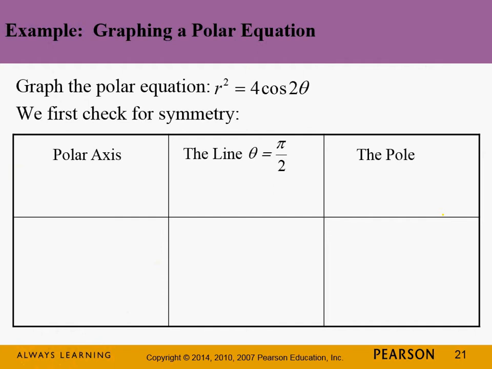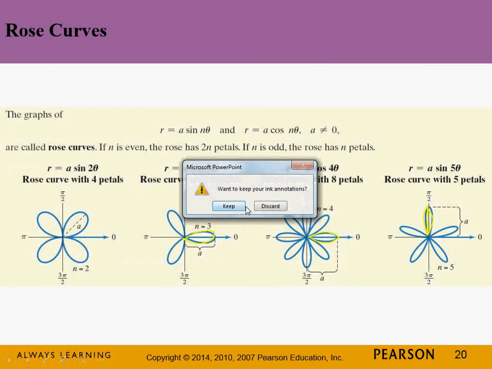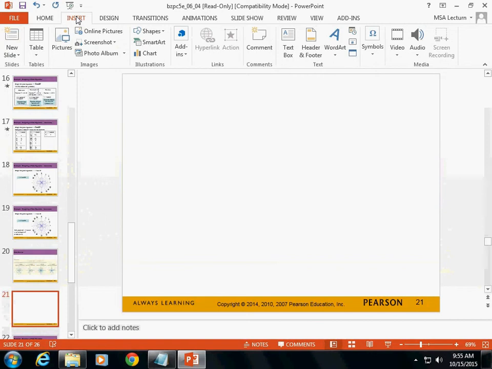For example, say we want to graph y equals 3 cosine of 6 theta. Hold on, before I do this.